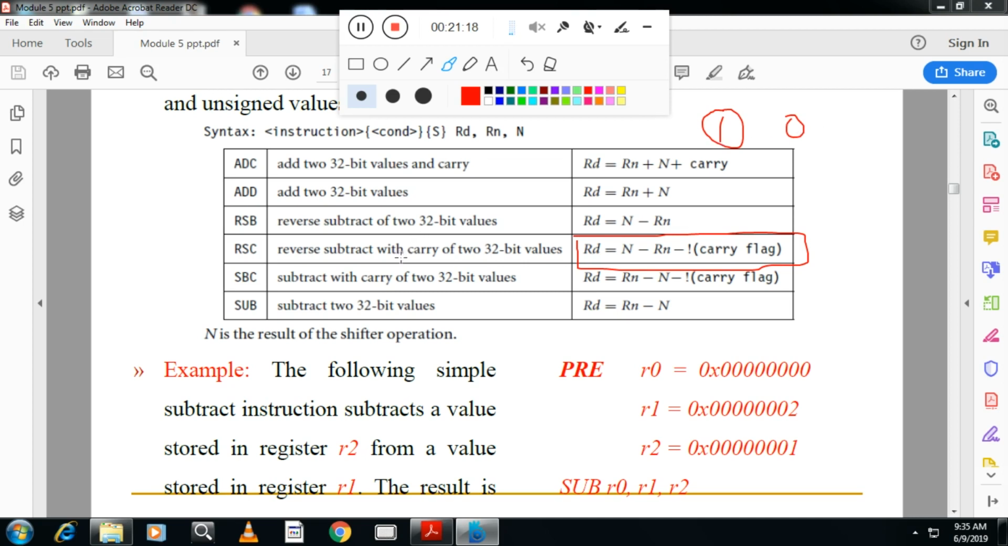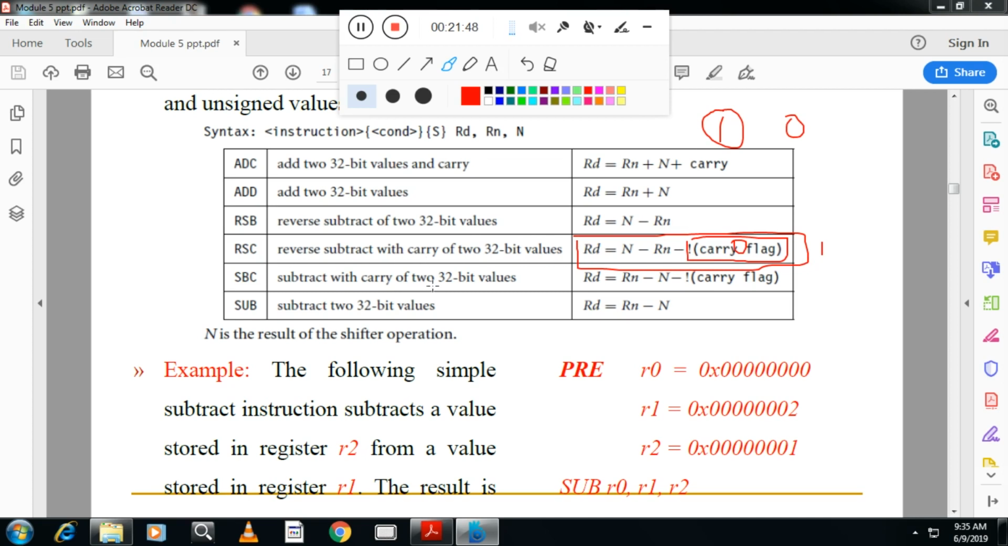So, reverse subtract with the carry of 32-bit values. When you do this one, since carry flag is 0, if you use 0 here, there is no meaning. That's why they have used this symbol, negative of this 0. What is negative of 0? Negative of 0 is 1. So that is the explanation for the carry flag. That indicates Rd equals Rn minus n, that is reverse subtraction, minus 1.